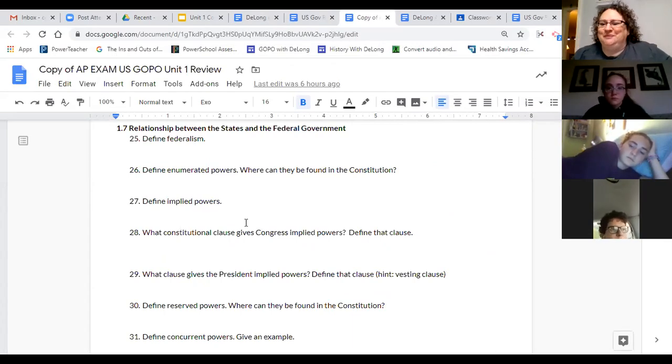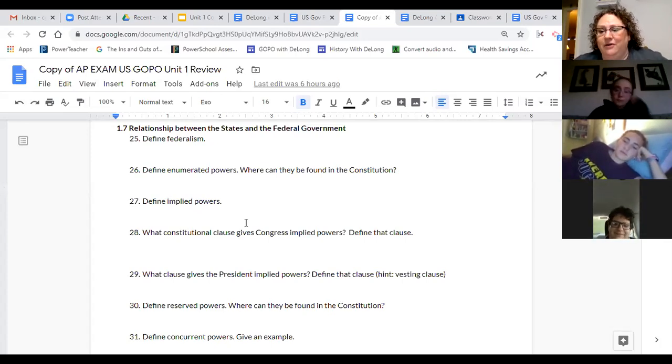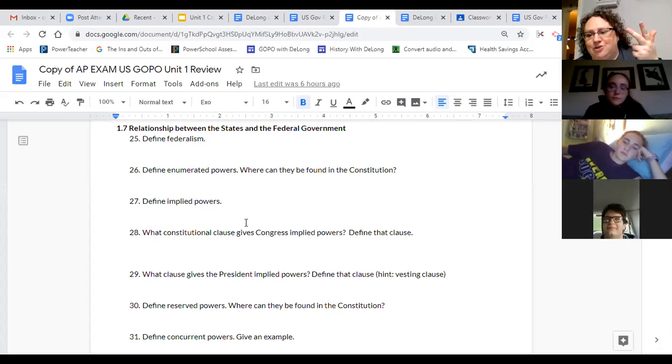I told you a long time ago, and I've said it since, that I would not take the US government test if I couldn't define federalism. So let's define federalism before we talk about it tomorrow. I'm not going to put you on the spot, but I expect you to be able to define it for me tomorrow. Federalism is power that is shared between the national government and the state government, and I have to have that second part, with the federal or national government being supreme.